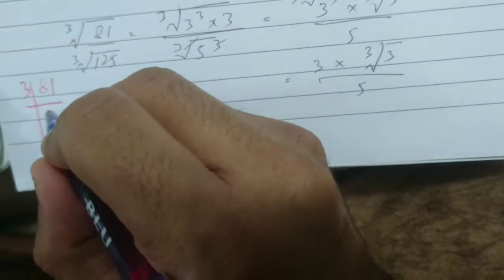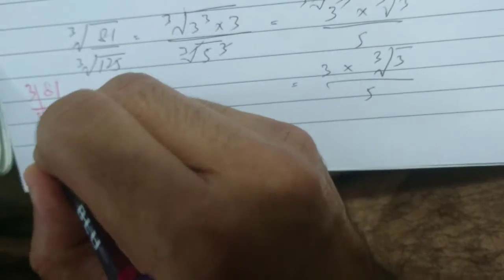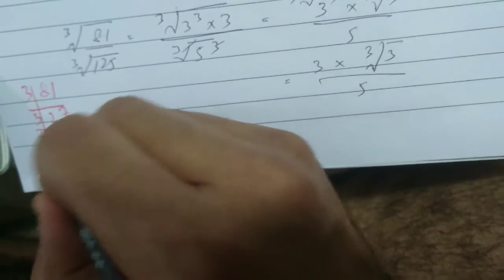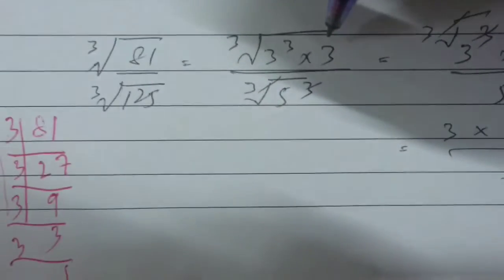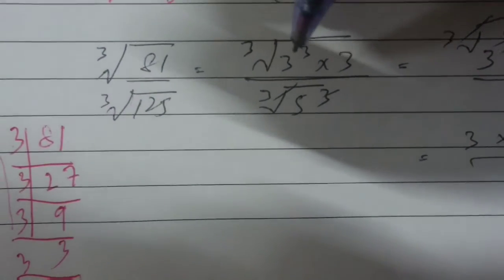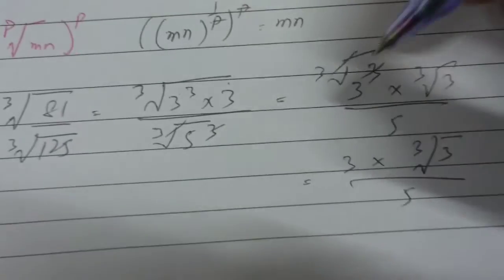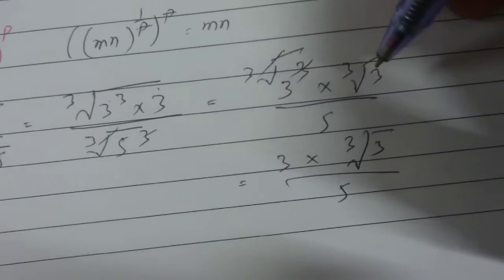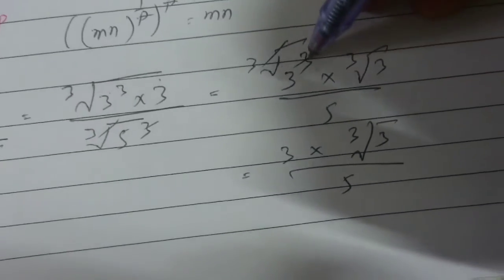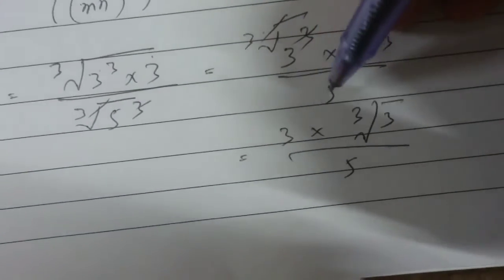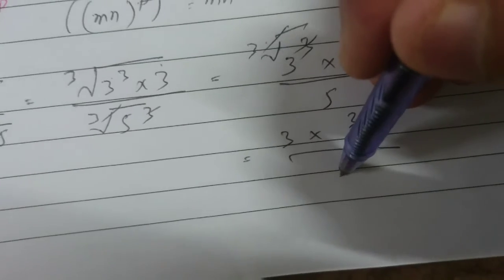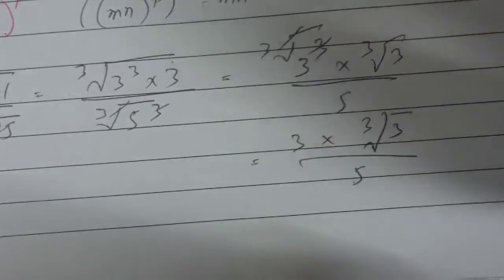3 times 2 is 6, 3 times 7 is 21, 3 times 9 is 27, 3 times 3 is 9, and 3 times 1 is 3. What I did, I took 3 cubed, and a single 3 remains like this. So I can break my root into this number and this number as well. You can see here the cube root of 3 cubed and the cube root of 3. You can cancel these powers with the root. Only a single 3 will remain here, and the 5 which I took out, and the cube root of 3 will remain like this.